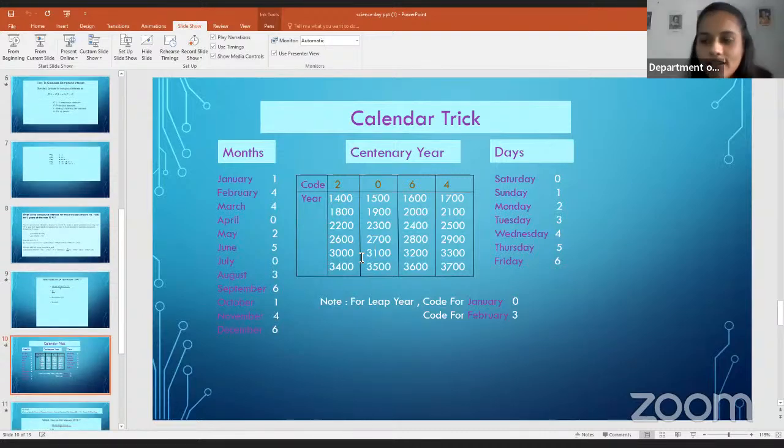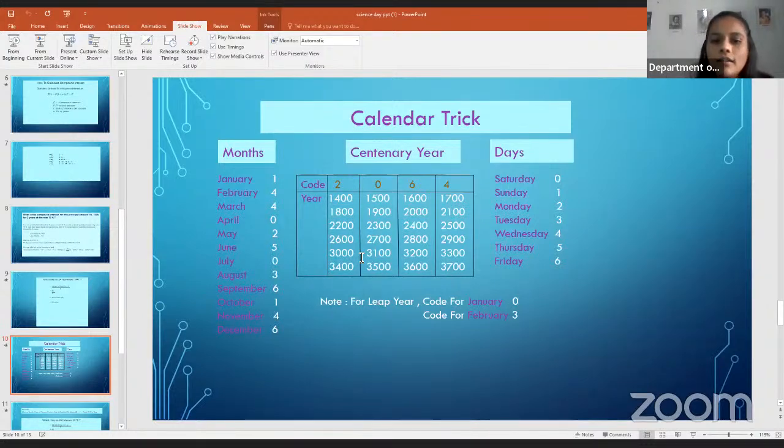Here it is, this table is made from Vedic maths, and in this table we have months, and for those months we have some codes. For January the code is 1, for February it is 4, for March it is 4 again, April it is 0, May it is 2, June it is 5, July it is 0, August it is 3, September it is 6, October it is 1, November it is 4, and December it is 6. So for the months we have these codes.